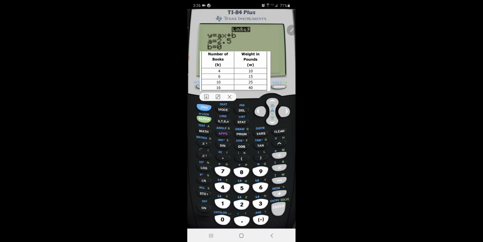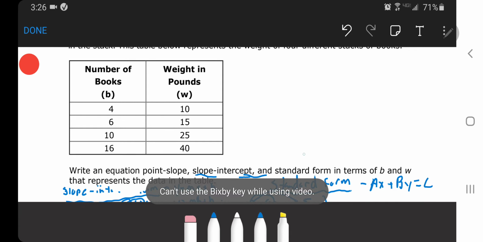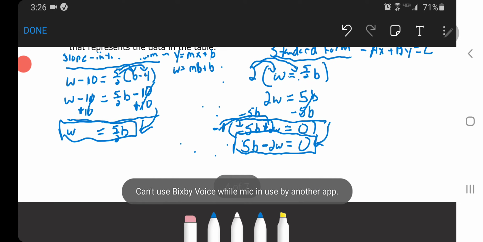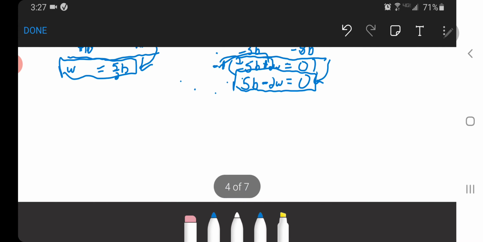Well, how does that compare? Let's go back. Go back to our... Oh, look at that. Remember our slope-intercept form of the equation? We got w equals 5 over 2b. Well, 5 over 2 is like 2.5. So we get the same thing no matter if you do this algebraically or do it with the calculator. And then from there, you can just find standard form as we did before over here. Okay. Well, hopefully that was a quick trick that you could learn. If you have a graphing calculator, go ahead and use it.